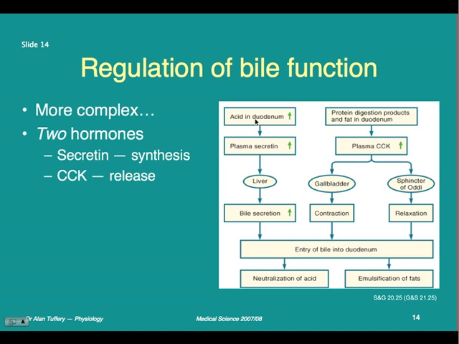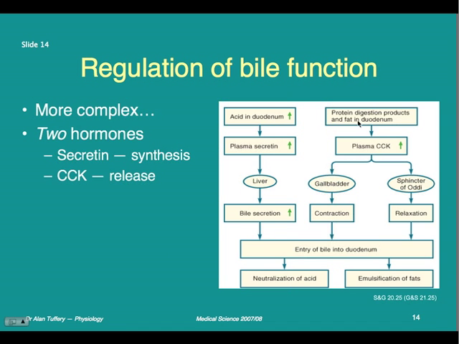So if you've got acid in the duodenum, plasma secretin rises. We know about that, we've done all the intermediate steps. That affects the liver, and that stimulates bile secretion. Right, plasma secretin increases bile secretion. It's probably how it got its name. Bile goes into the duodenum, neutralizes the acid. Negative feedback loop round the outside, that's that stimulus downward.